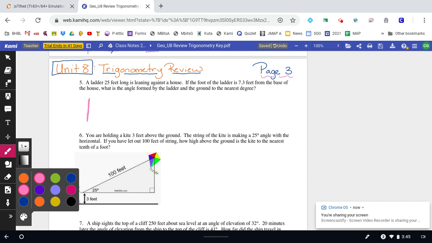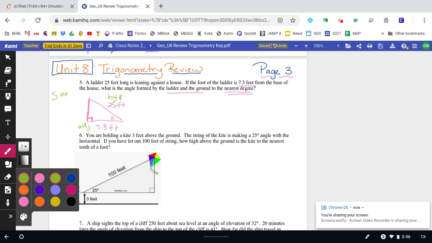Okay, so here's our house. Here's our ladder. We're going to assume your house is at a 90-degree angle. So 25-foot ladder. If the foot of the ladder is 7.3 feet from the base of the house, what is the angle formed by the ladder and the ground to the nearest degree? Okay, so we have an adjacent, we have a hypotenuse.